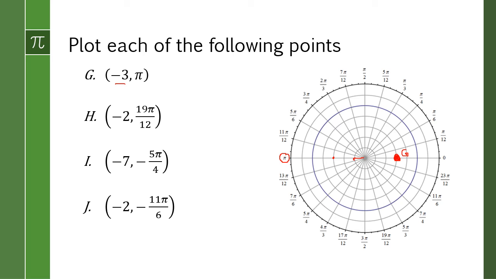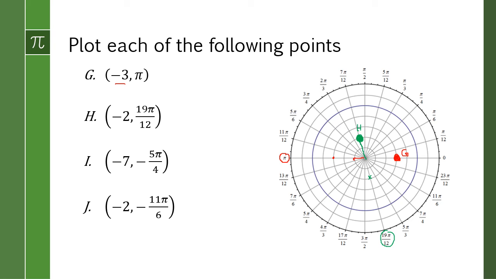H is a similar example. I've got negative 2 comma 19 pi over 12. So the angle 19 pi over 12 is right here. And if I were plotting 2 comma 19 pi over 12, I would go 2 units toward that angle. But since my radius is negative, I'm instead going to go in the opposite direction, 2 units away from the angle. That is the location of point H.